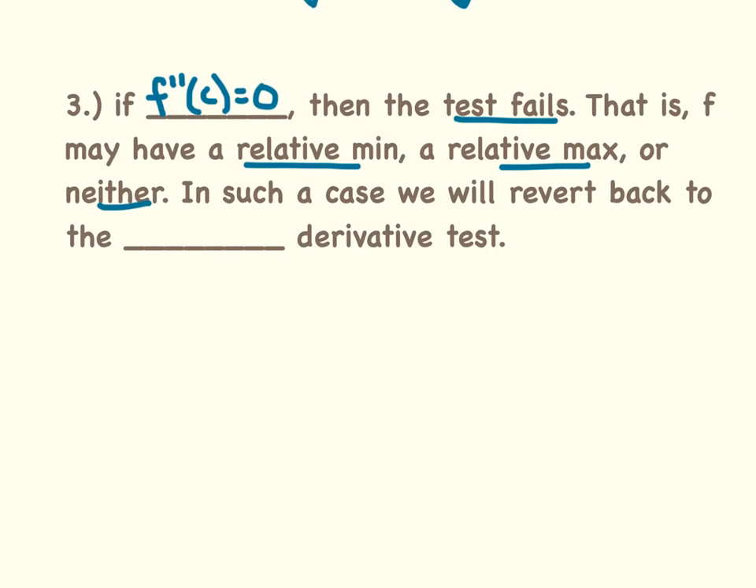In such cases, we're going to revert back to what? The first derivative test. Now, what do you mean it might have neither? Well, a good example is maybe consider x cubed. So what's going to happen here? X cubed kind of flattens out for a second and then turns back up.